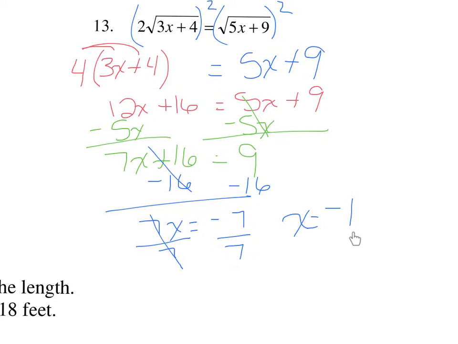All right, let's see. If we put negative 1 in here, 3 times negative 1 is negative 3. Negative 3 plus 4 is 1. The square root of 1 is 1. 2 times 1 is 2, so all of this comes out to be 2. 5 times negative 1 is negative 5, plus 9 is 4. The square root of 4 is 2, so this checks out all right.